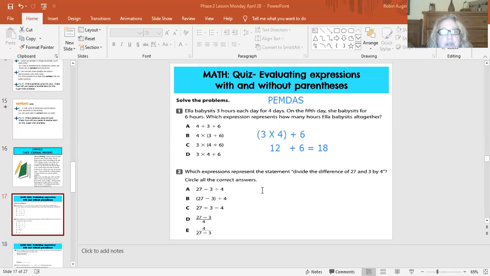Which expression represents the statement, divide the difference of 27 and 3 by 4? Okay, we're looking at difference here.